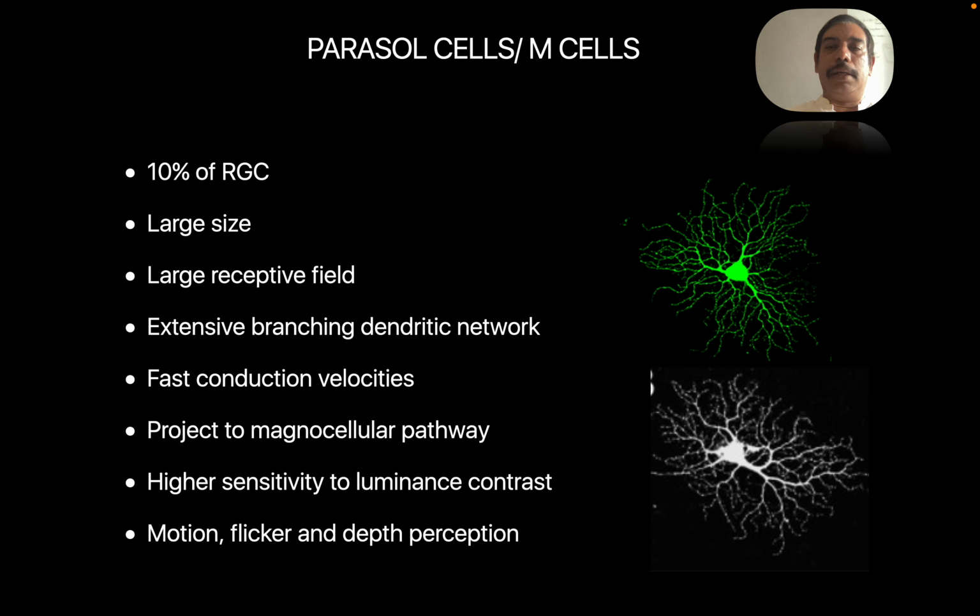Parasol cells, otherwise called the M cells, represent 10% of the retinal ganglion cells, are larger in size and have a larger receptive field. They have fast conduction velocities and project into the magnocellular pathway. They are responsible for high sensitivity to luminance contrast, and are also important for motion, flicker, and depth perception.